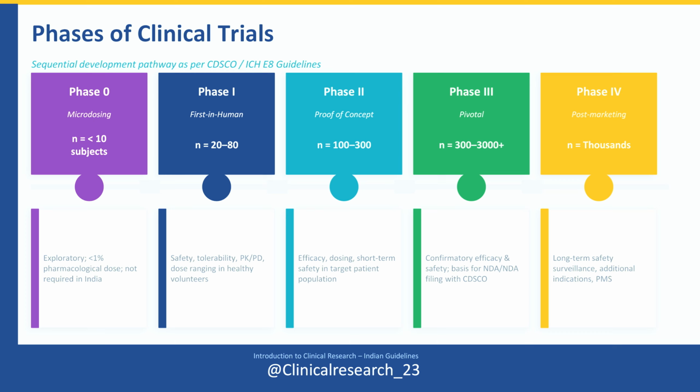Finally, we have the post-marketing surveillance, or Phase IV. This phase involves thousands of people and continues after the drug is on the market. It focuses on long-term safety, exploring additional indications, and pharmacovigilance activities to ensure ongoing safety and effectiveness. All these phases follow the sequential development pathway guided by the CDSCO and ICH E8 guidelines, ensuring a structured approach to bringing safe and effective medicines to patients.